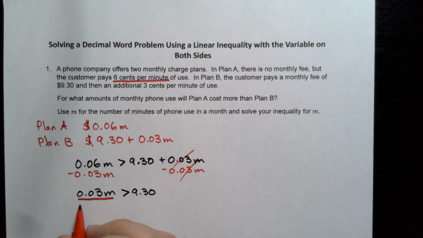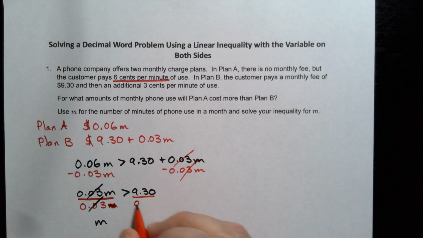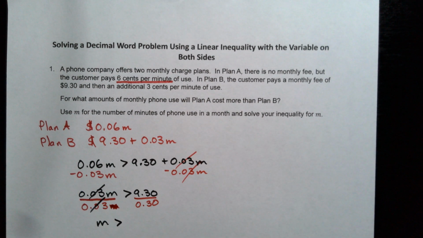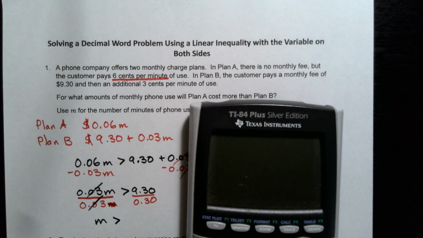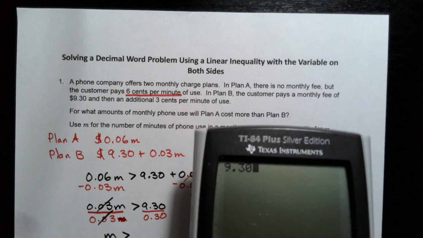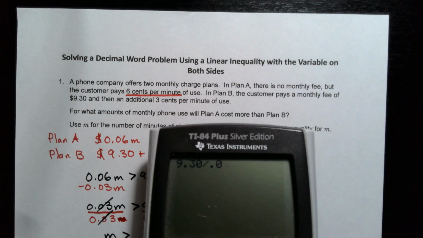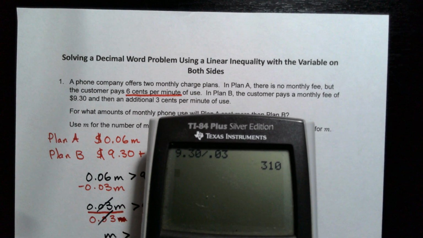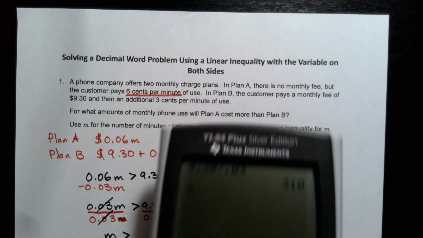We divide by 0.03. Oh, we don't need to divide by the M, excuse me. The M stays. Okay, we're trying to get M by itself. So this goes, but we have to divide the other side as well. 0.03. Okay, so what is that? Well, let's go to our calculator and see what that is. So here's 9.30 divided by 0.03, okay? 310 is what we get when we put in that calculation. 9.30 divided by 0.03, okay?